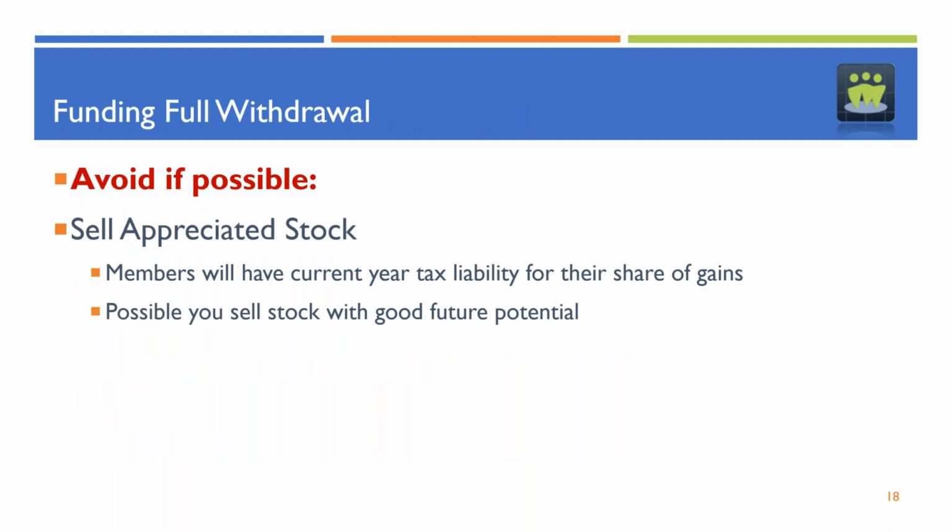Things to avoid for funding a full withdrawal if you can, and that's selling appreciated stock. The reasons are the same as for partial withdrawals. All members get a current year capital gain tax liability for their share of the gains, and you may have to be selling shares that have a good future potential.